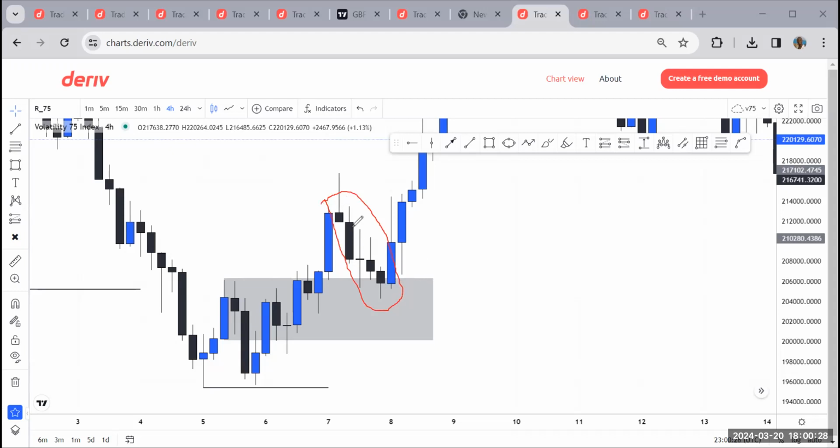After price returned into that candle, we saw the massive buy. So this is what we call smart money footprints, the big institutions or the market movers. Whenever they are about to move the market, these are the footprints they leave behind to tell you that they are about to move.